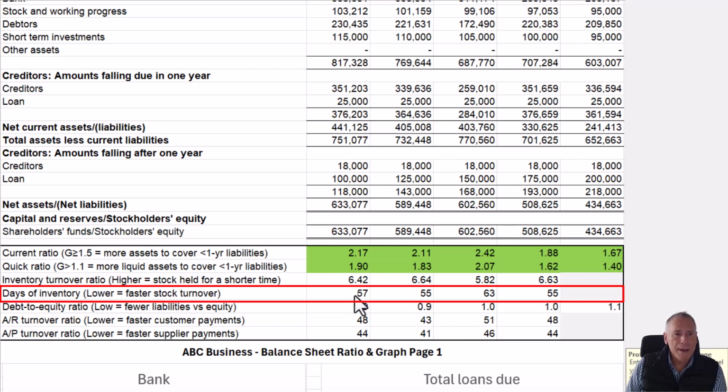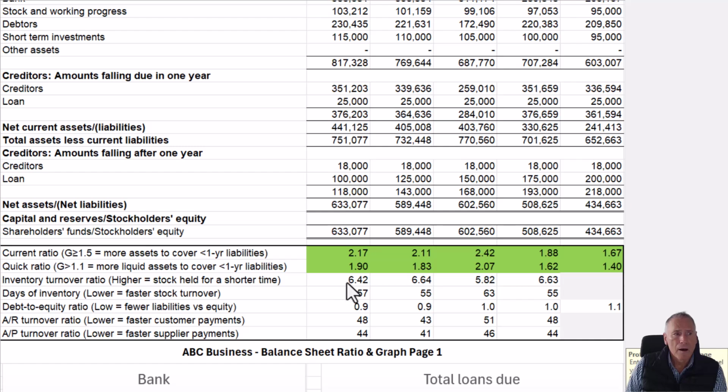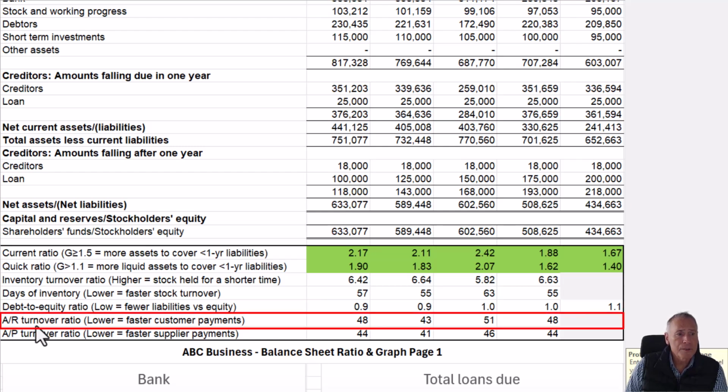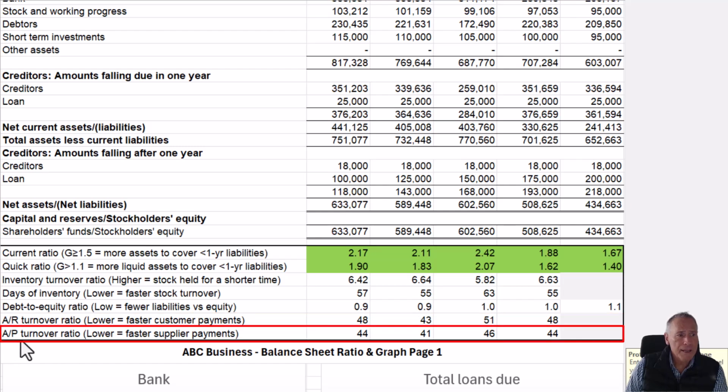And this isn't a bad ratio, it's actually quite good. The higher the inventory turnover ratio, the shorter the time the stock is held. But you have to be careful if that's too high, you could have stock outs or you run out of stock. So you're not going to have enough stock to supply to customers, which is not a good thing either. So it's a balance.